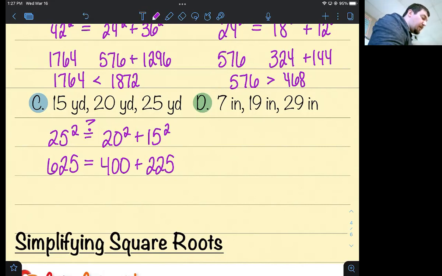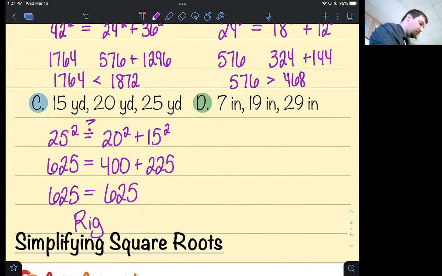I'm sorry, what did you say? Then what did you get for 400 plus 225? Oh, okay. So what kind of triangle did you say it was? A right triangle. Nice job. Yeah, excellent.